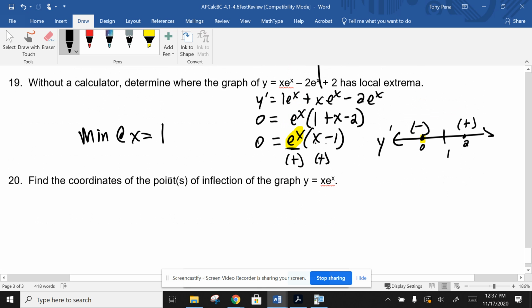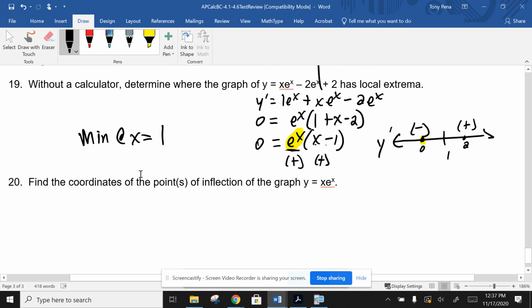Okay, same with 20. So now this is asking for a point of inflection. So real quick, just to make sure we remember how to do this, product rule, e to the x. Point of inflection, we should definitely know is a second derivative. So take the second derivative of that. Make sure we can get through those couple steps.